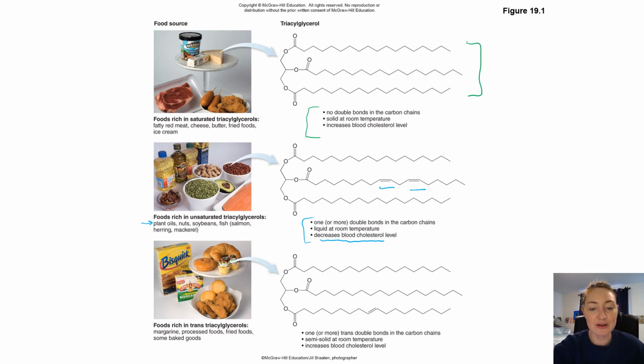So we can also create trans double bonds. Now, trans double bonds are not found in nature. Nature typically gives us these cis double bonds that you saw in the above example. Why would we want a trans double bond in our food? And the answer is twofold.